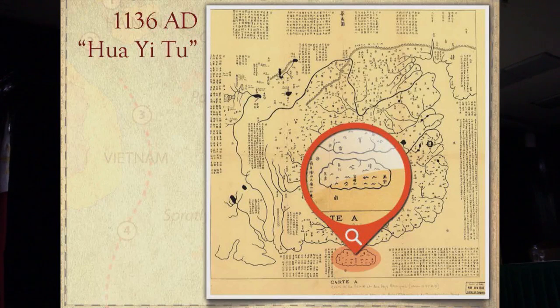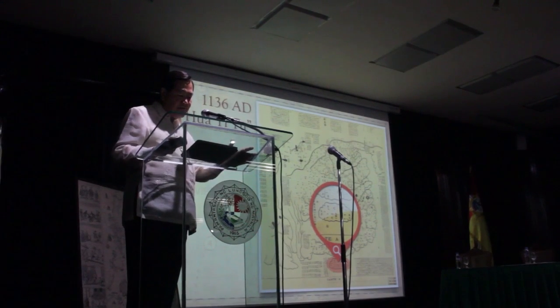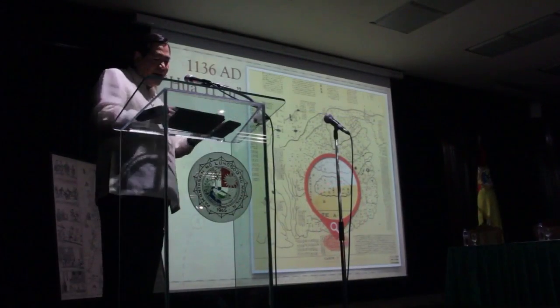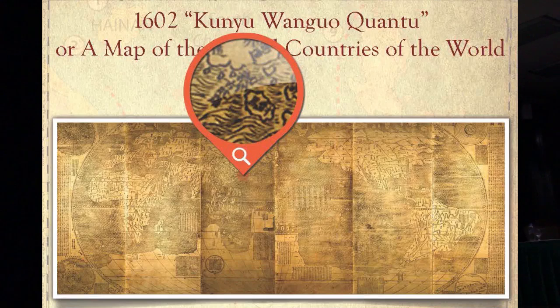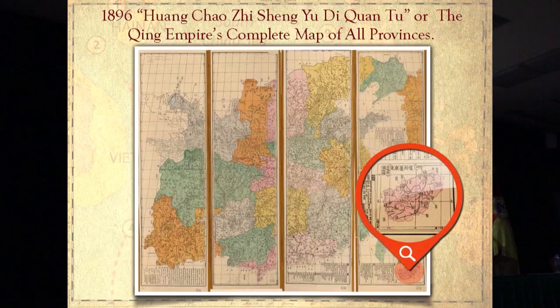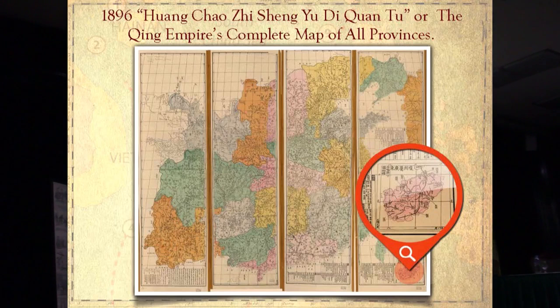It's the oldest map I can find, 1136 AD. Why is it still in existence? Because it is engraved in stone. And it shows Hainan Island as the southernmost territory of China. The next map of China, a Ming Dynasty map, shows Hainan Island as the southernmost territory. Now the next map is the 1896 map, entitled the Qing Empire's Complete Map of All Provinces, and it shows Hainan Island as the southernmost territory. They had to put it in an inset.